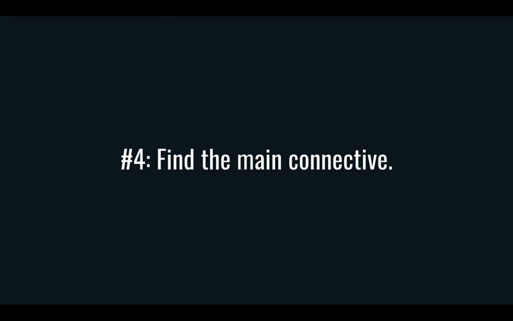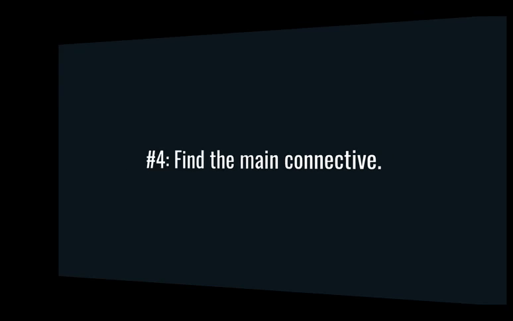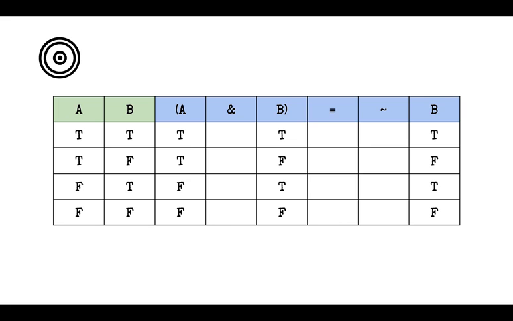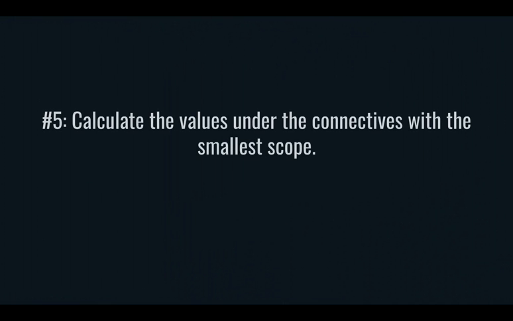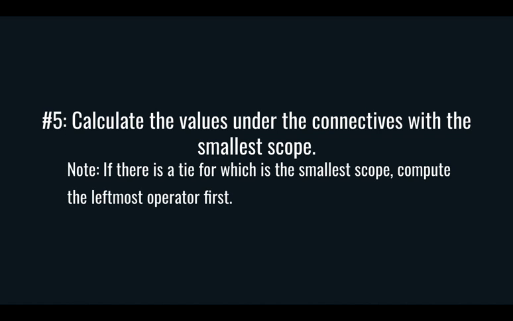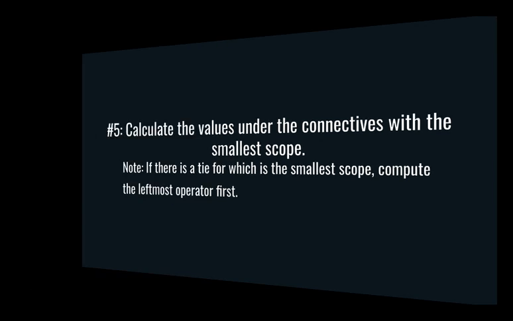Okay. Number 4, find the main connective. By this point, you really should be able to do this quite easily. It is the triple bar in this case. Okay. Number 5, calculate the values under the connectives with the smallest scope. Note, if there is a tie for which is the smallest scope, compute the leftmost operator first.